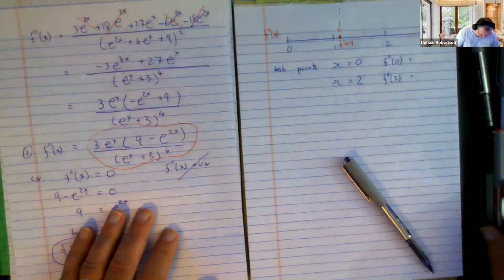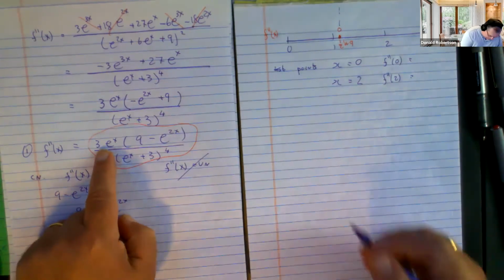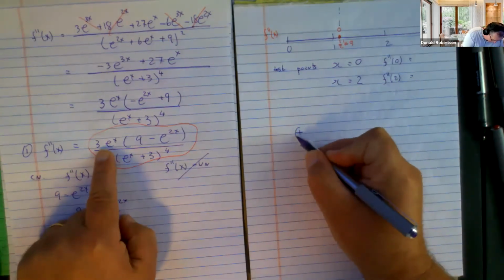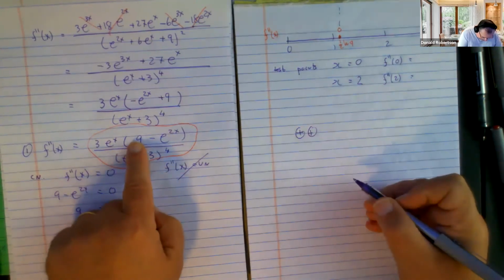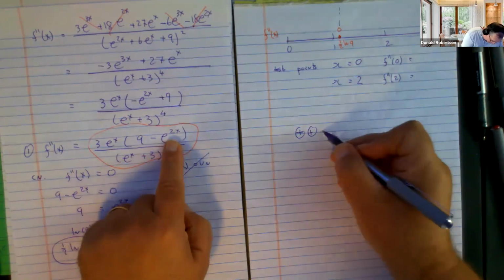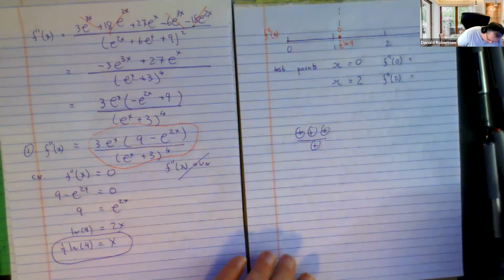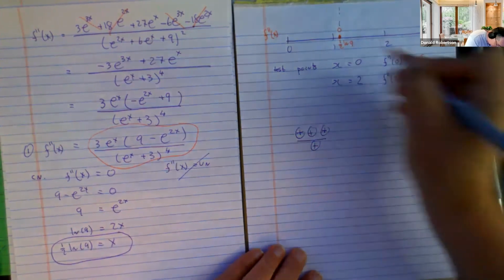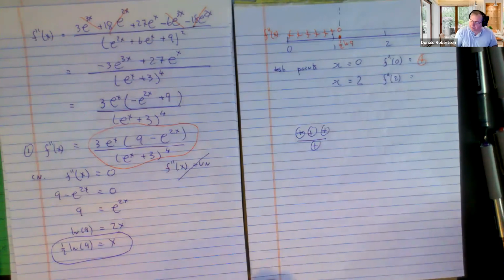Here is my guy. Right. At x equals 0, 3 is positive. E to the 0 is 1. That makes it positive. 9 take away 1 is positive. And anything to the power of 4 is positive. That means everybody here is positive. Right, so I've done that without a calculator, right?